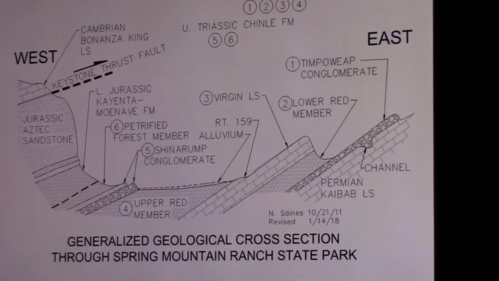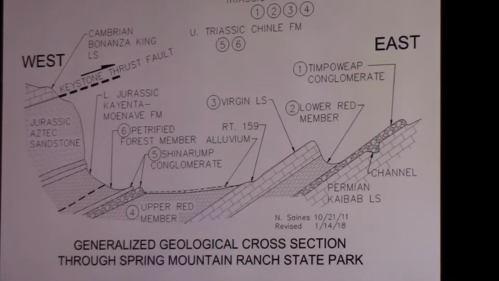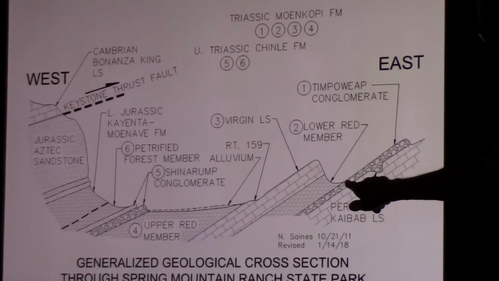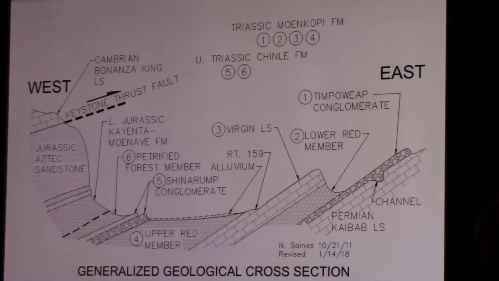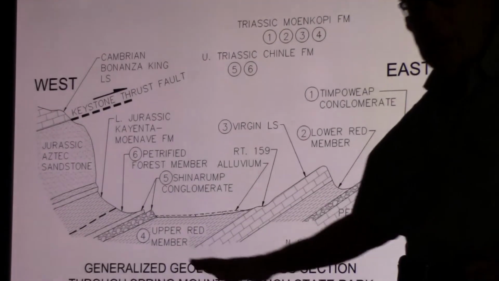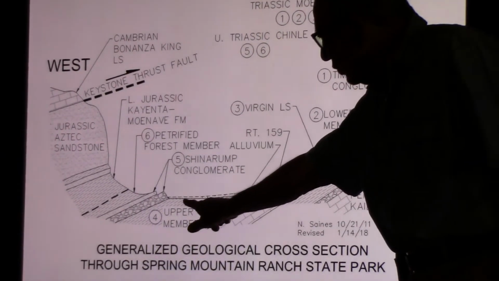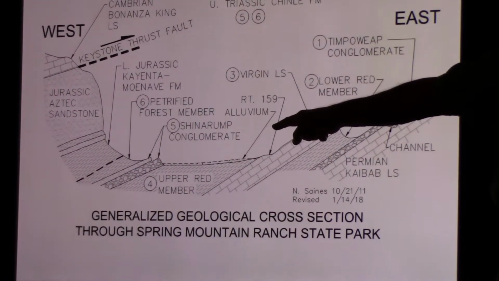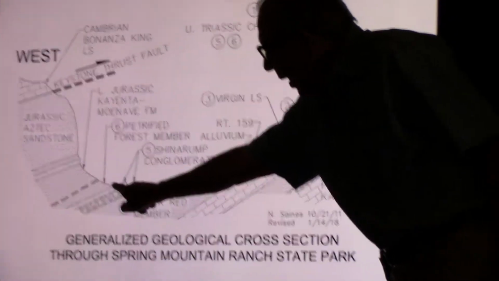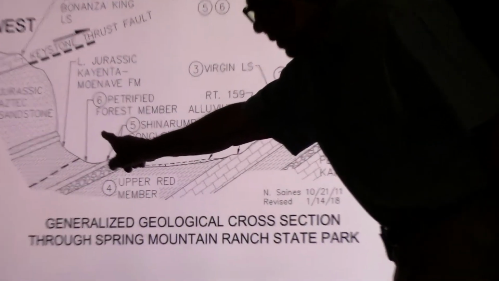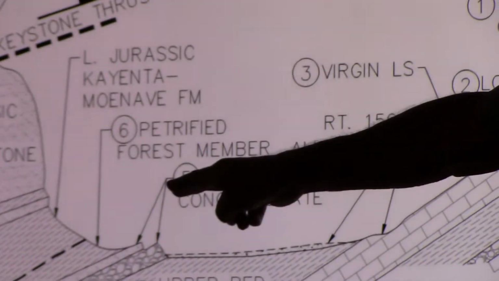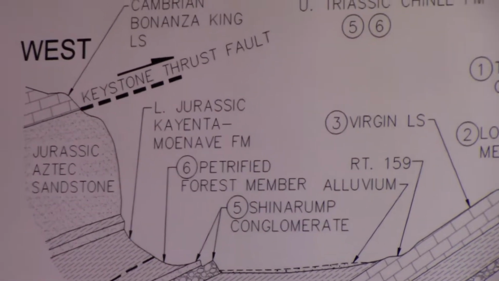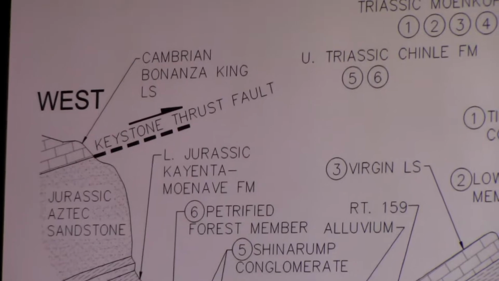Okay, here's a cross-section right through Spring Mountain Ranch. It's in the book. And we won't talk about the stuff that's over on this side, because it's in the book and it's not relevant to our discussion of the geology of Spring Mountain Ranch. We're in the upper red member, the Shinarump conglomerate, which also has a sandstone component with petrified wood, then the Petrified Forest member, Kayenta and Moenave, and the Jurassic sandstone, and again on top, the limestone, which is older, pushed up on top. So that's a cross-section.